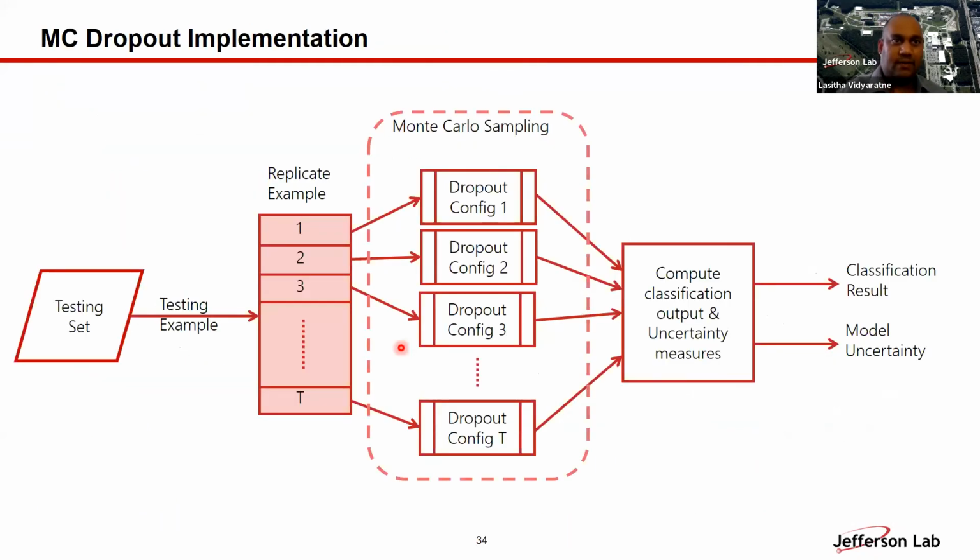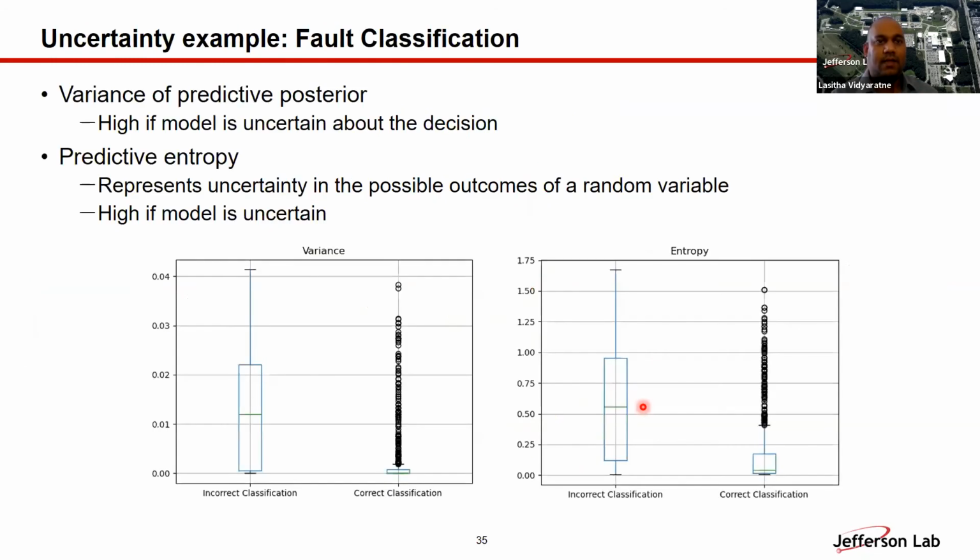This is the implementation of the Monte Carlo dropout. We have a testing set. For a testing example, we replicate the example T number of times, which we can set up. It's basically the number of Monte Carlo samples that you want. Then each example is run through the network with a different dropout configuration. Then we collect all the statistics and compute the classification results and a model uncertainty associated with that classification. So, a quick example that we have.